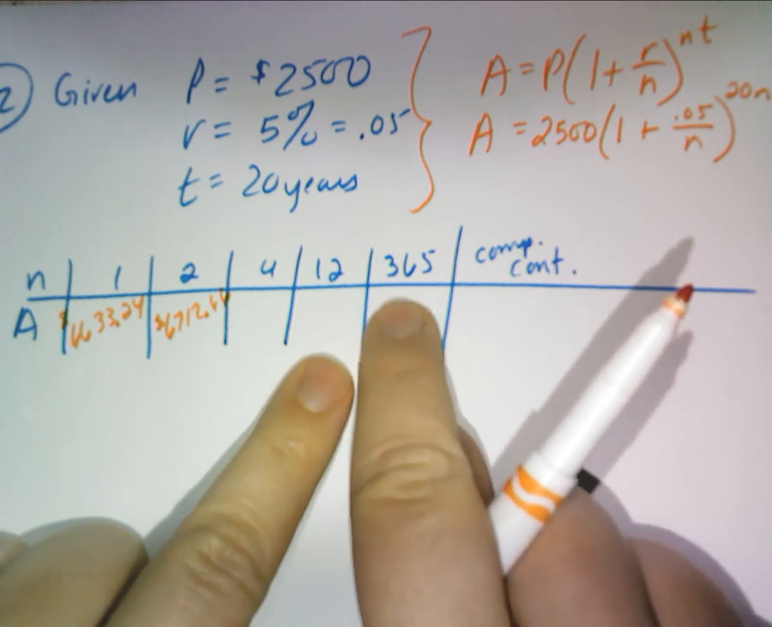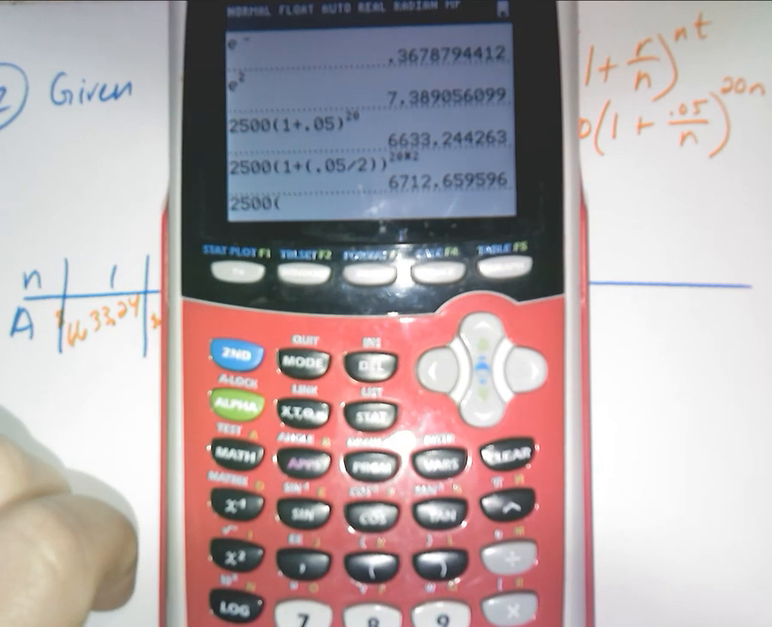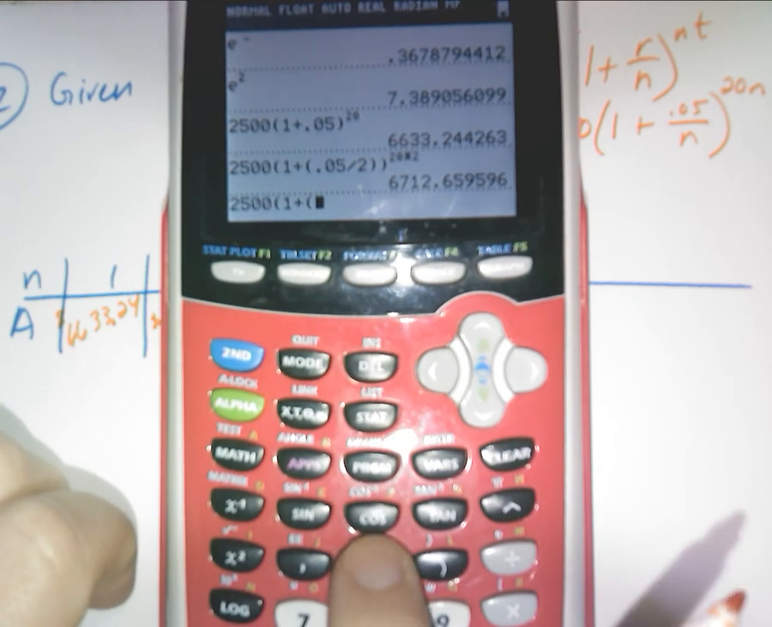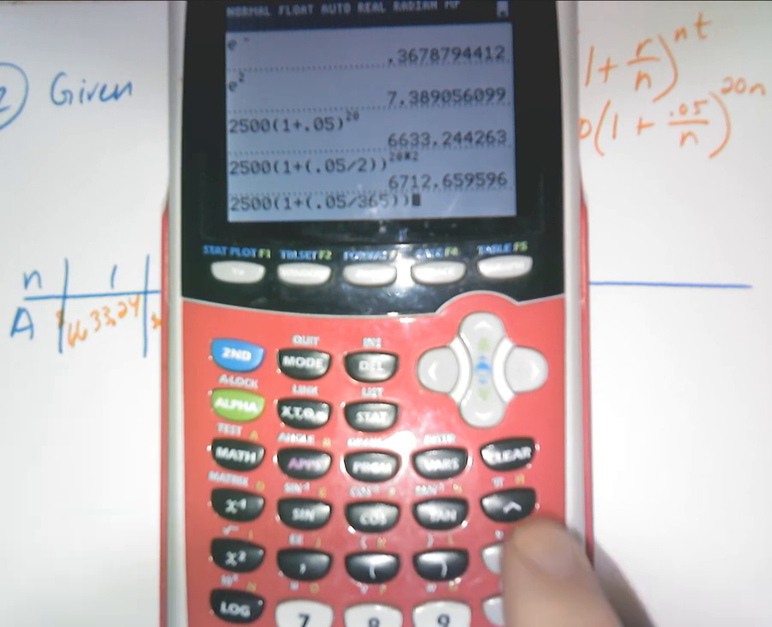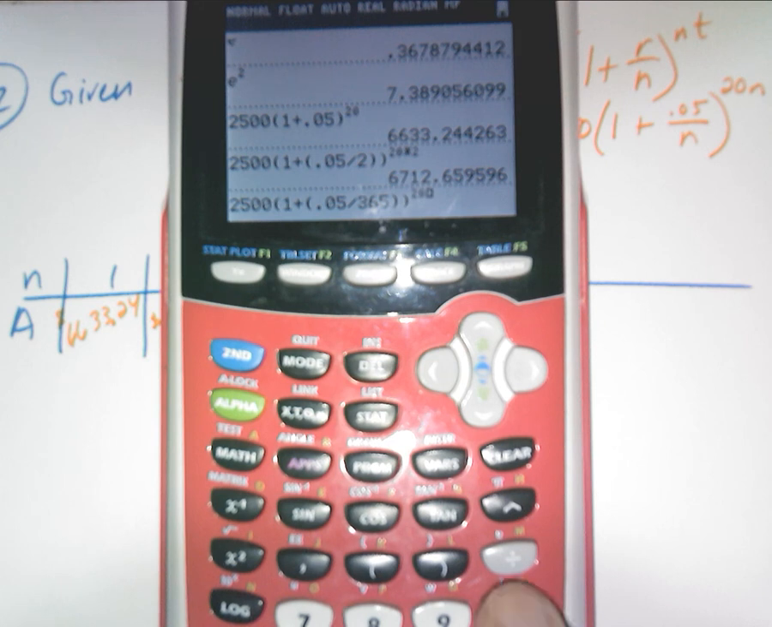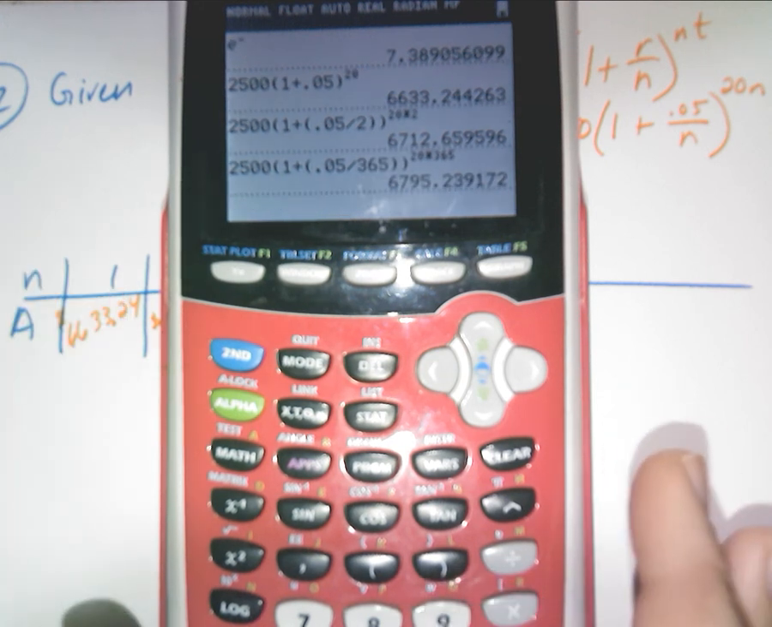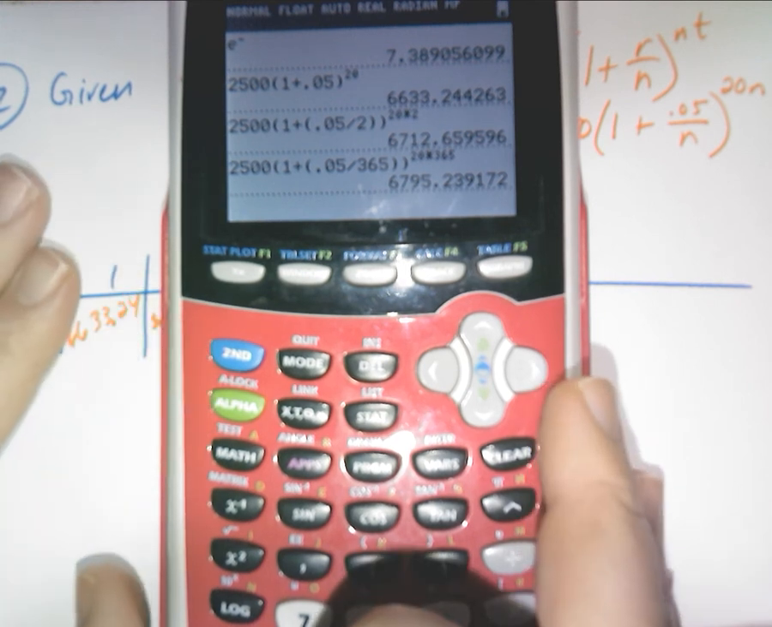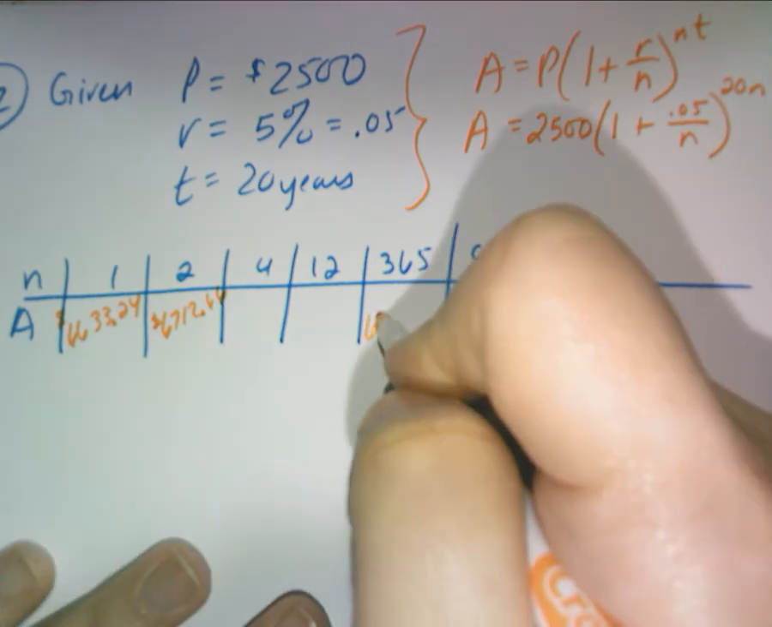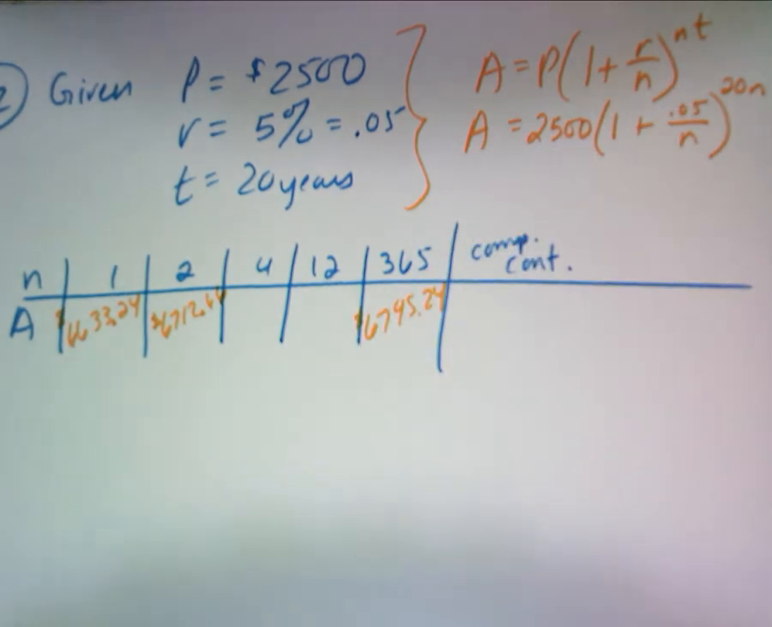We'll do this one real quick, 365, just to show you what that one would look like. 2,500 times (1 plus (0.05 divided by 365)) to the power of 20 times 365. So after 20 years, if you put $2,500 in the bank, you would make $6,795.24. That's nothing. On the 365.